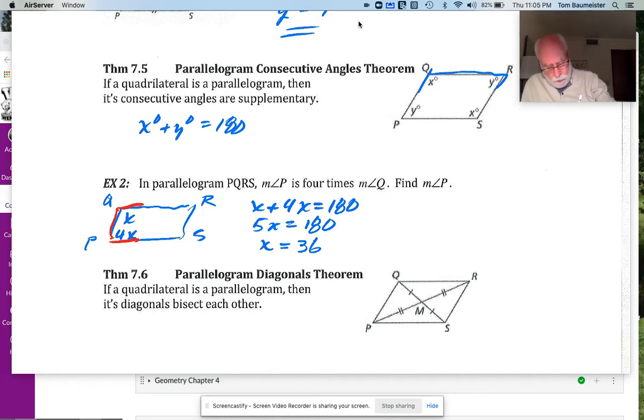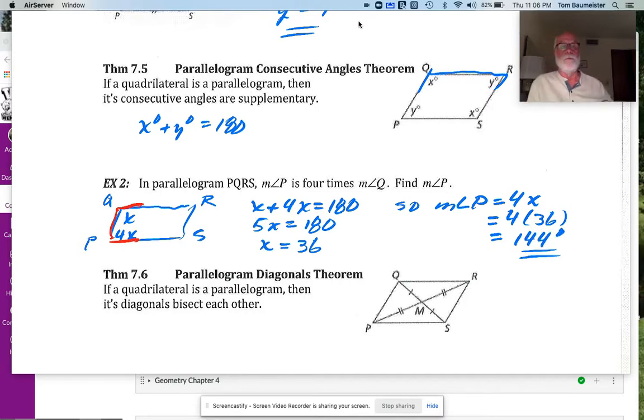All right. So it asks us to find the measure of angle P. That is what we need. So we know that the measure of angle P is equal to 4 times X. So we will have 4 times 36. And if we plug that into our calculator, we get 144 degrees.